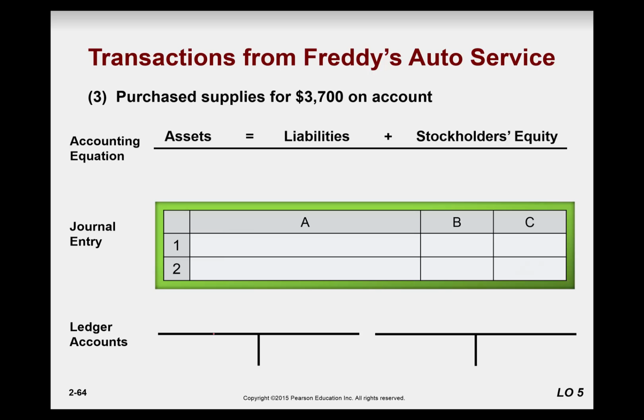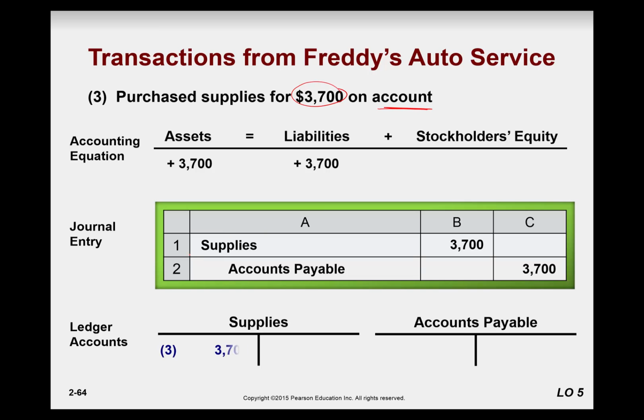Now we move to our third example where we purchase supplies, and here it's on account, so there is no impact on cash, but we did purchase it on account. So $3,700 of supplies is an asset, $3,700 is our liability. So here's our debit to supplies, our credit to accounts payable, and the posting to the T account. Notice these two accounts don't have a previous balance.